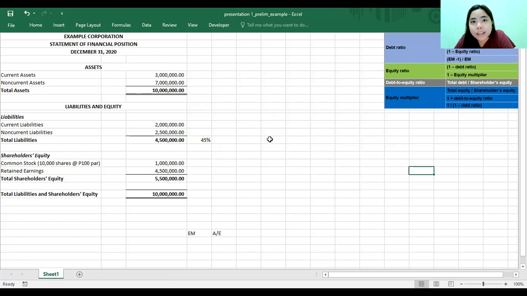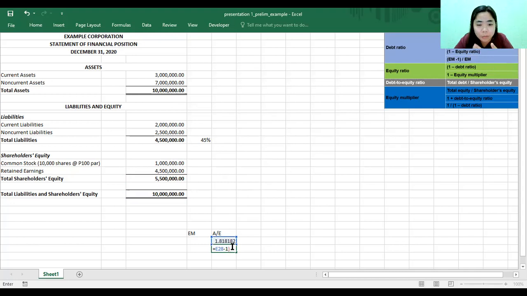Then we'll try the equity multiplier, which is the first time I have encountered it. So we'll see. Equity multiplier is the total assets divided by the shareholders' equity. So that would be your total assets divided by the shareholders' equity, which is 1.81. Yes, 1.81. Then the formula is equity multiplier minus 1 divided by the equity multiplier. So equity multiplier less 1, we'll see if we will get 45%.